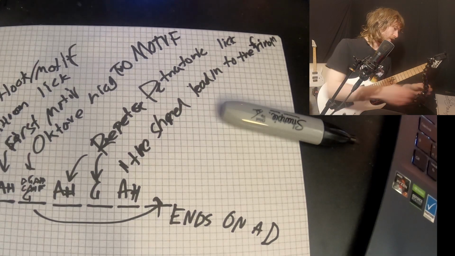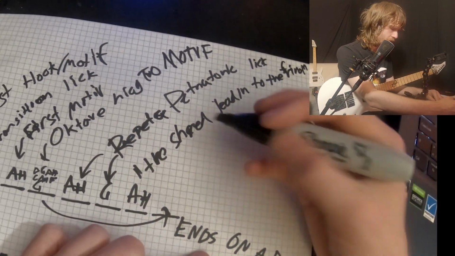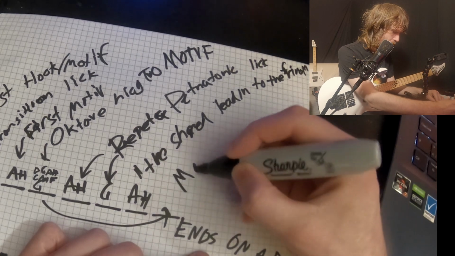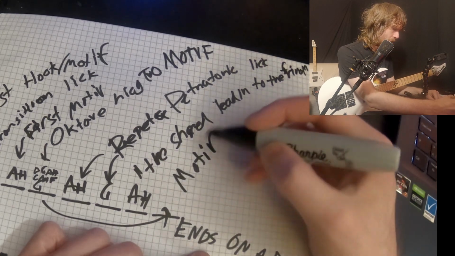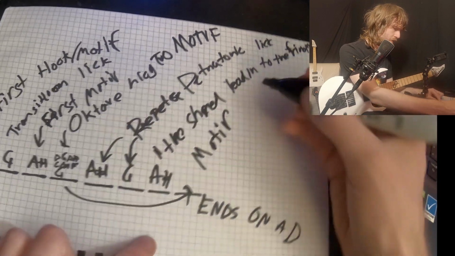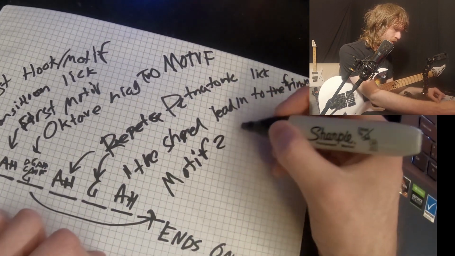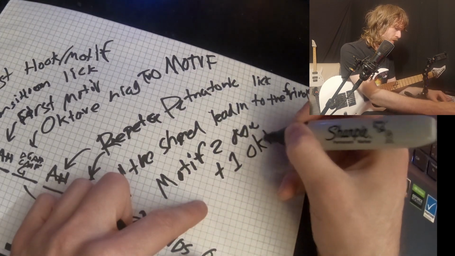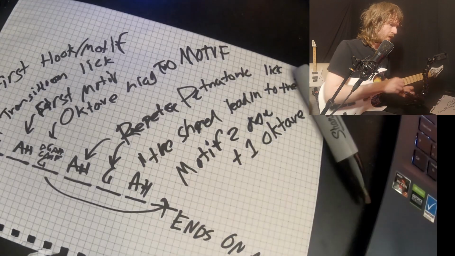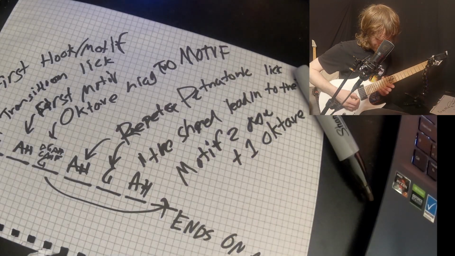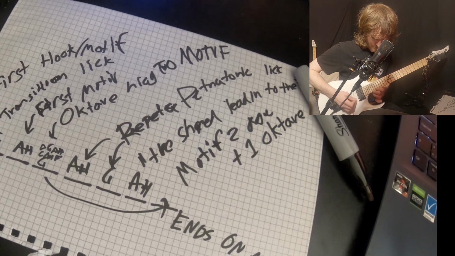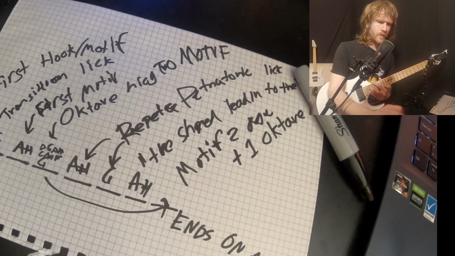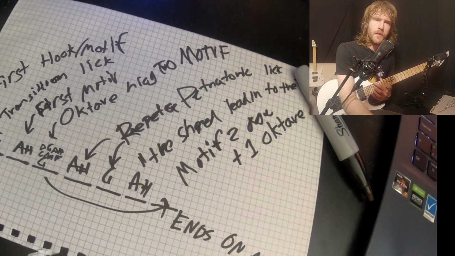and that one leads into the motif from the end of the last one. So this is the same motif 2 again, but plus one octave. Okay, so then I have this, and then it ends on the lower fifth of the next chord.